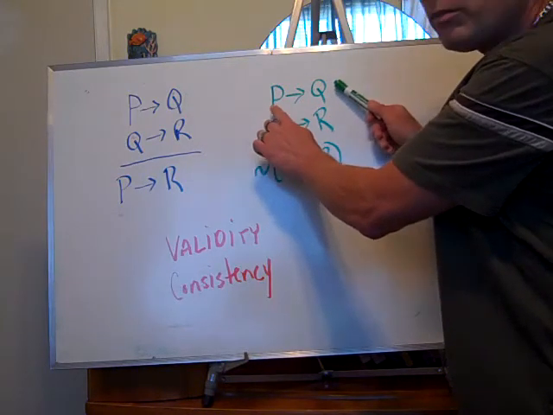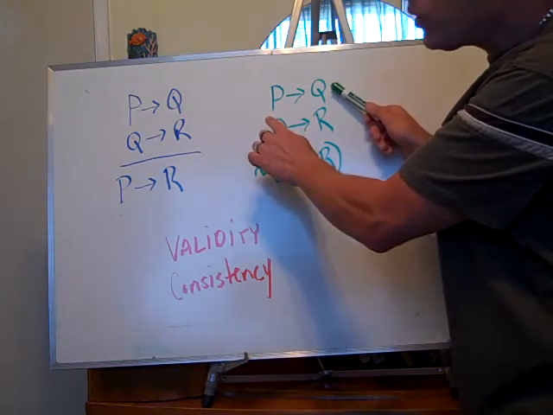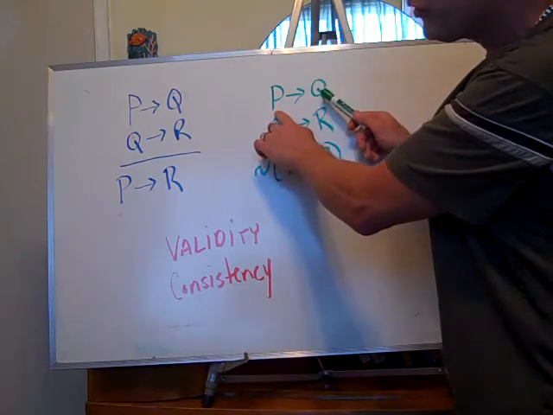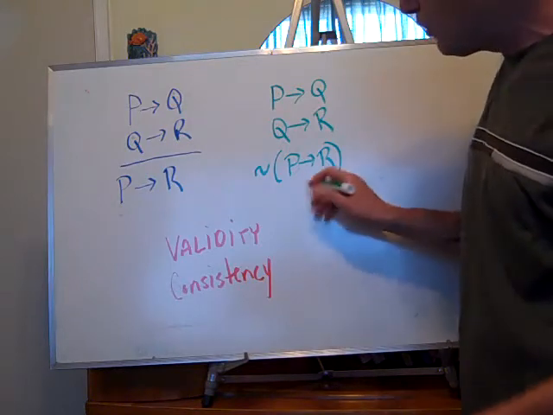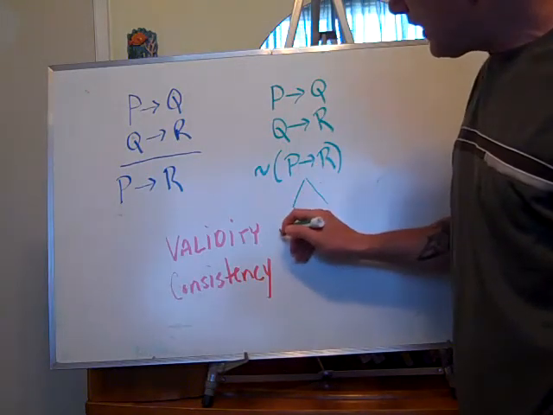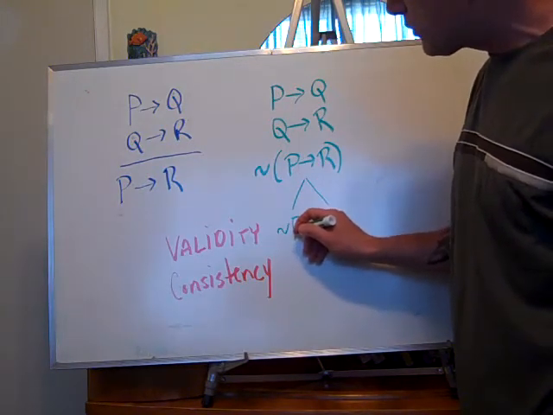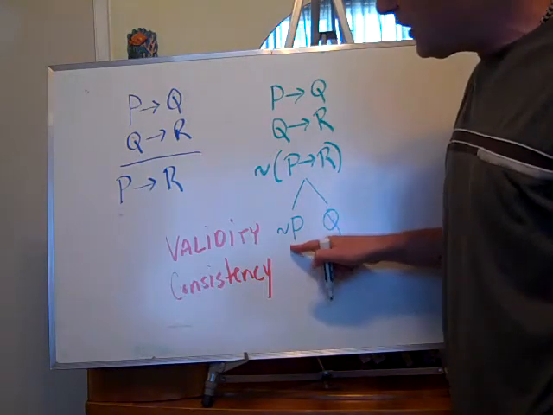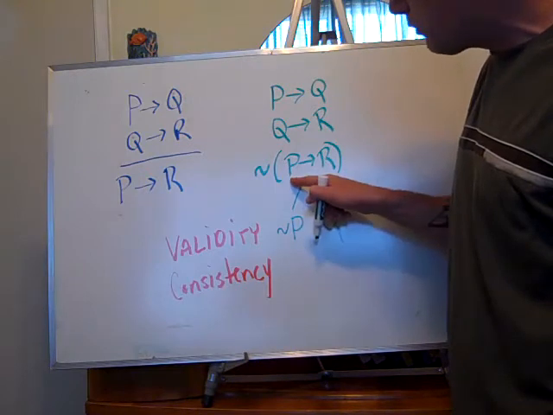Well, this statement will be true. I'll go ahead and give you the answer for this one. This statement will be true when either the antecedent is false or the consequent is true. When either the antecedent is false or the consequent is true. I've now listed the antecedent as false, just like I did with the conclusion.